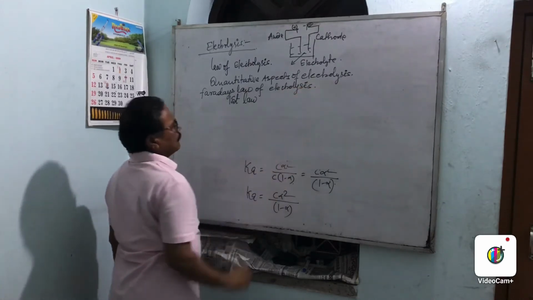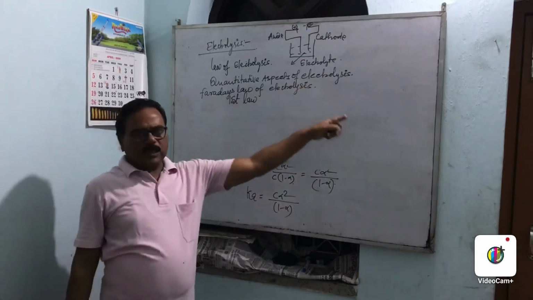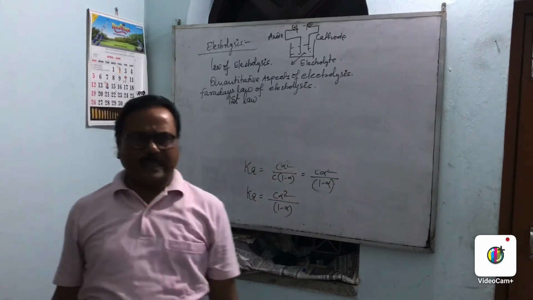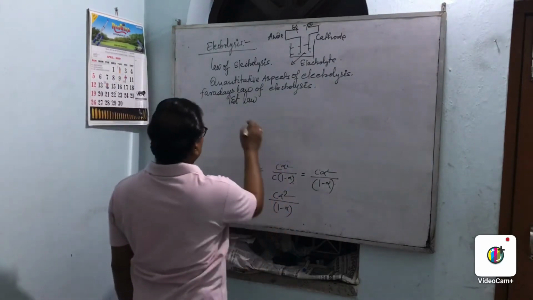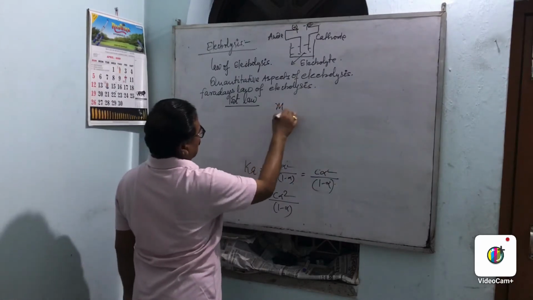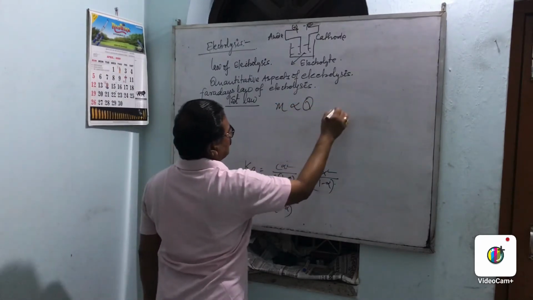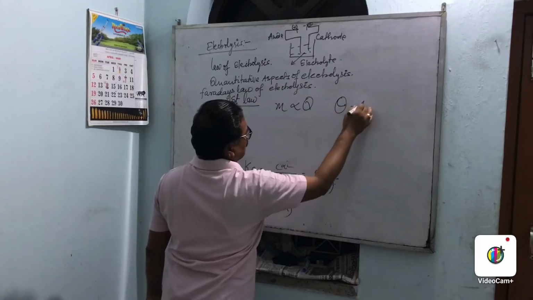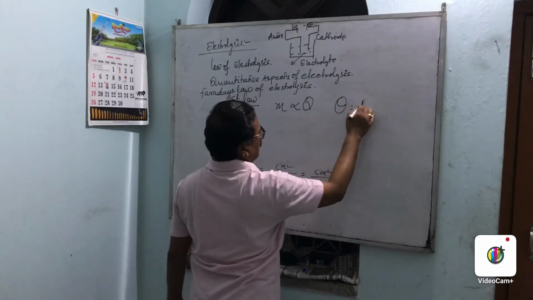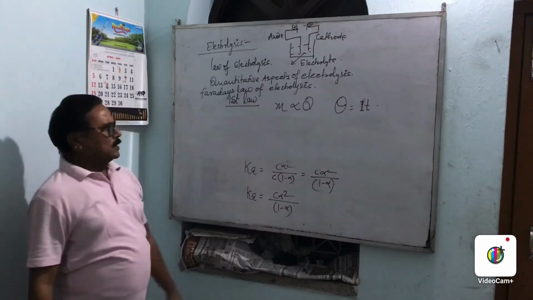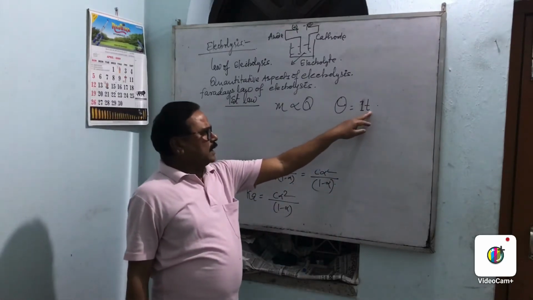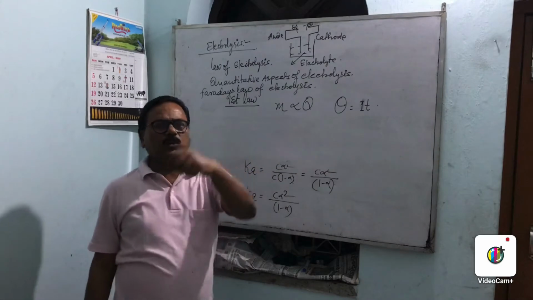What is Faraday's law of electrolysis? The mass of the substance liberated at an electrode is directly proportional to the charge, and this Q is equal to I into T, where I is the current and T is the time. This is in ampere and second, so the charge will be in coulomb.